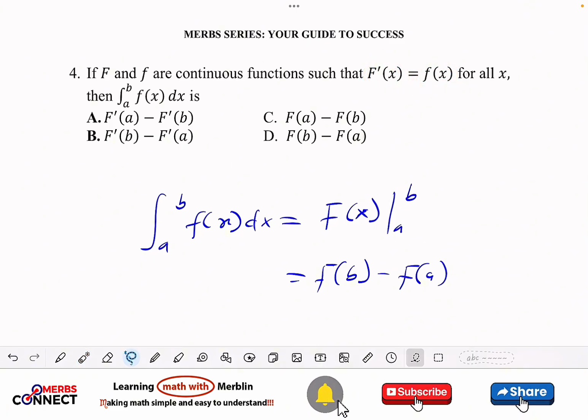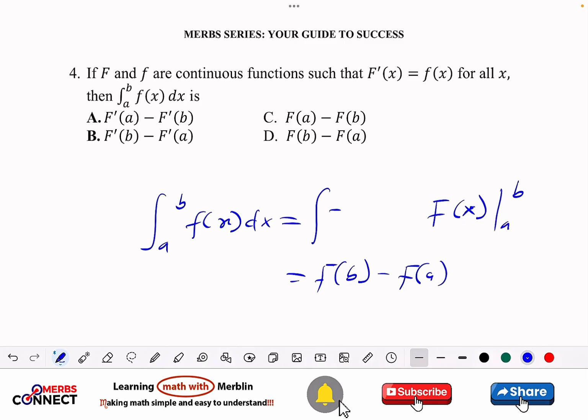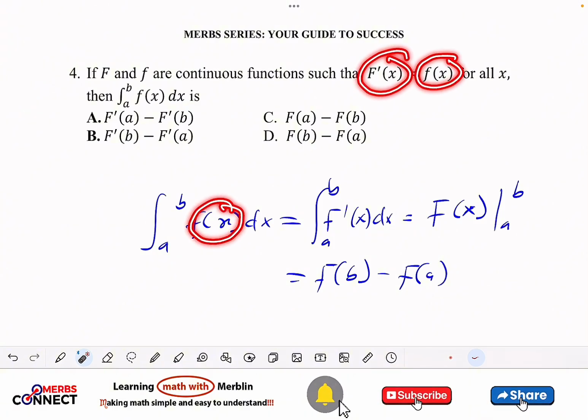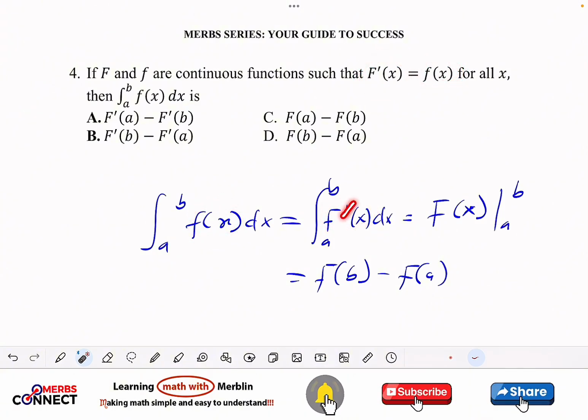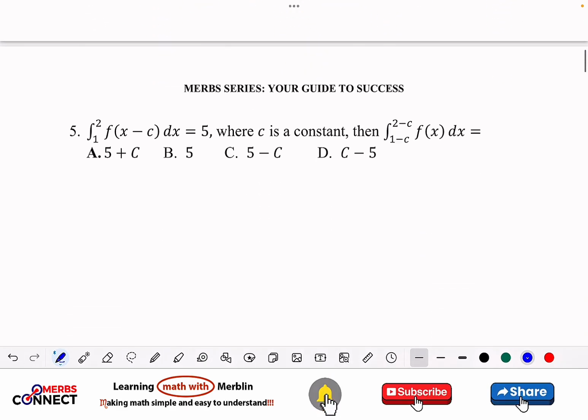So if I want to show you how it came by, then this is the same as the integral of big F prime of x dx is equal to that. Because we are saying that big F prime is equal to small f. So I replace this one by big F prime. Then differentiation will cancel integration, right? So I'm going to have the big F, then I plug them in. So this is going to give me D, right? So I'm going to have D here. Good. Let's look at question 5.